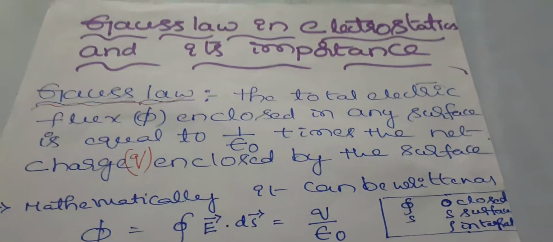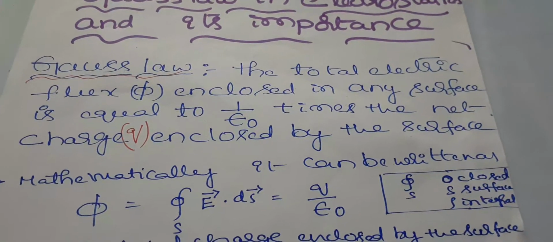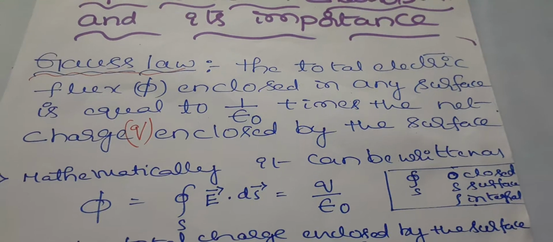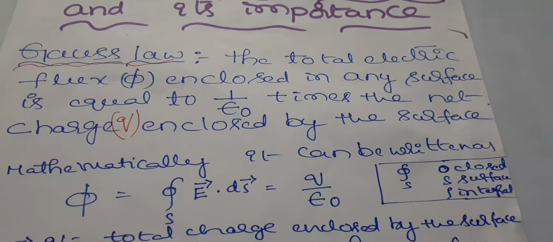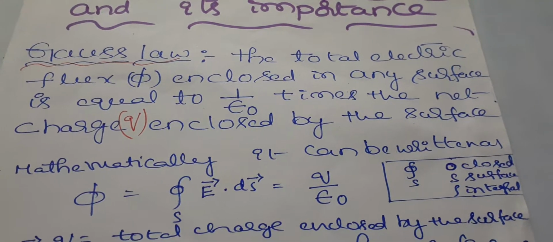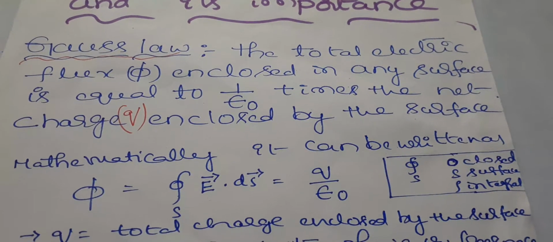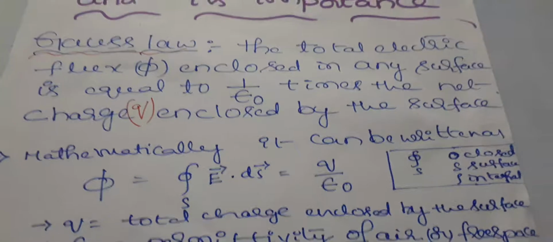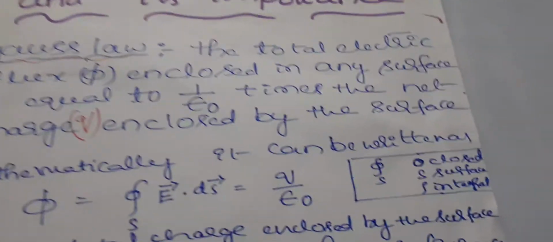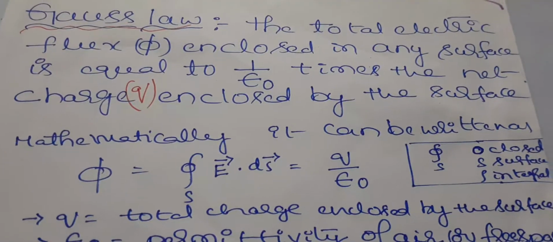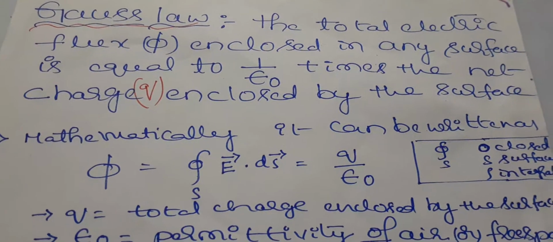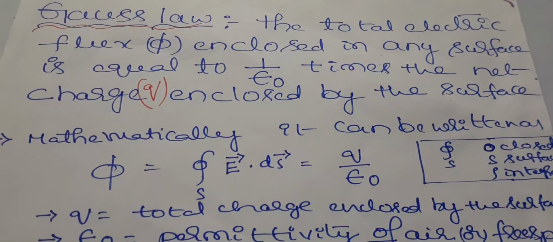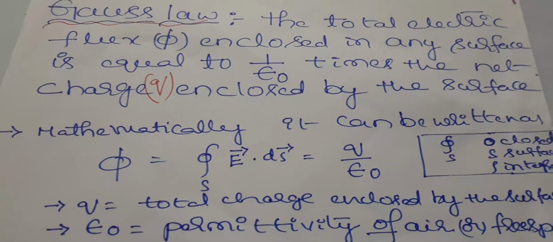Now, what about the Gauss law statement? The total electric flux phi enclosed in any surface is equal to 1 by epsilon naught times the net charge q enclosed by the surface. This is called the statement of Gauss's law. So the total electric flux phi enclosed in any surface is equal to 1 by epsilon naught times the net charge q enclosed by the surface.